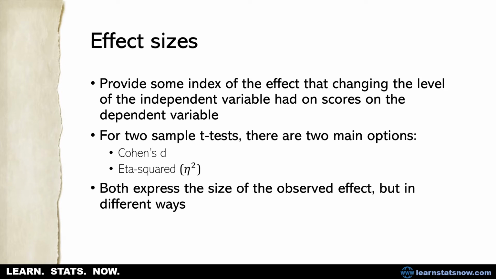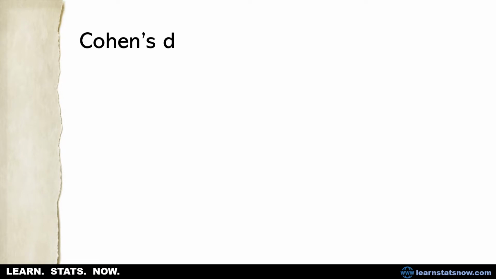And the reason for that is that in the JASP software that I use with my class, and which is commonly used as people learn statistics, eta squared is not included in JASP for two-sample t-tests. So Cohen's d is there, so it's a good idea to learn that. Although I will have another video on eta squared coming shortly. So for t-tests, JASP reports Cohen's d, but not eta squared.